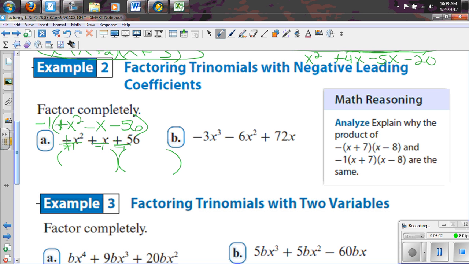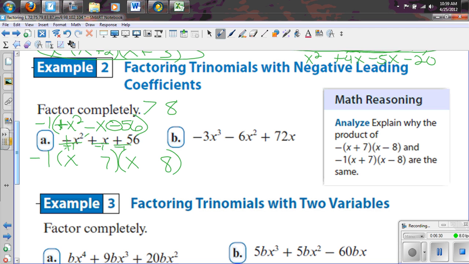And now we can factor that into two binomials. Don't forget to leave that negative 1 on the outside. And so factors of 56 that will give us a negative 1 when we subtract them. Factors of 56, first thing that comes to mind is 7 and 8. And so 7 and 8, when you subtract them, give you 1. So x and x, 7 and 8.